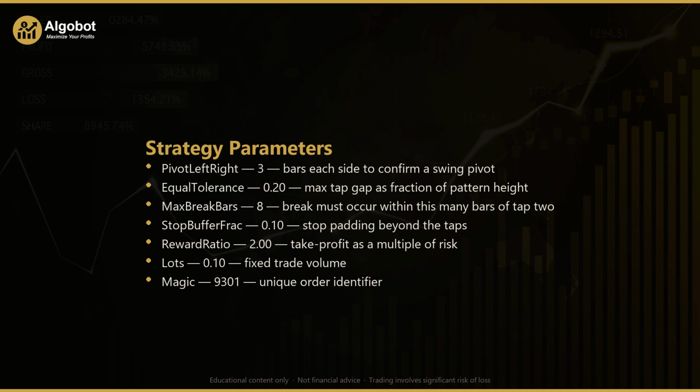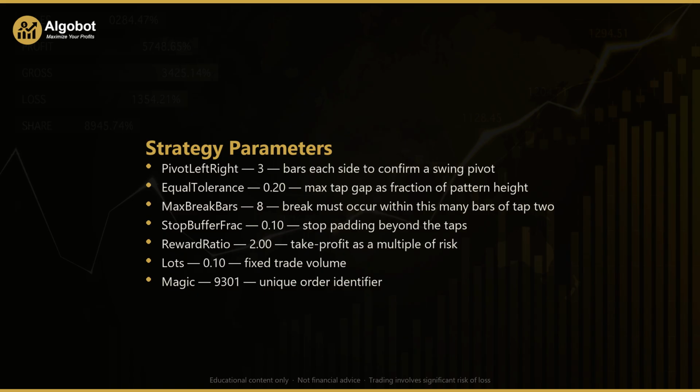Stop buffer frac, defaulting to 0.10, adds padding to the stop beyond the twin taps, again as a fraction of the pattern height. A larger buffer gives the trade more breathing room, but widens your risk. Reward ratio, defaulting to 2, sets the take profit distance as a multiple of the structural stop distance. At 2, the target is twice the risk. Raise it for bigger runners, lower it for quicker, more frequent exits.